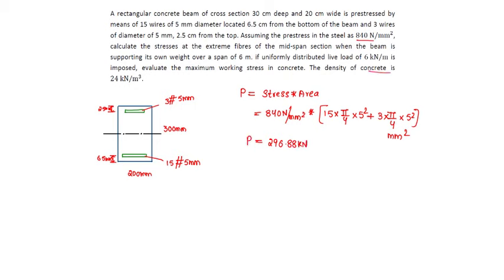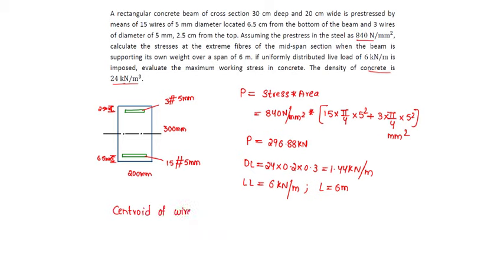Given density of concrete as 24 kilonewton per meter cube, then dead load will be equal to 24 into 0.2 into 0.3, which is 1.44 kilonewton per meter. Live load is given as 6 kilonewton per meter and span is given as 6 meters. Then first let us find the centroid of the wires.